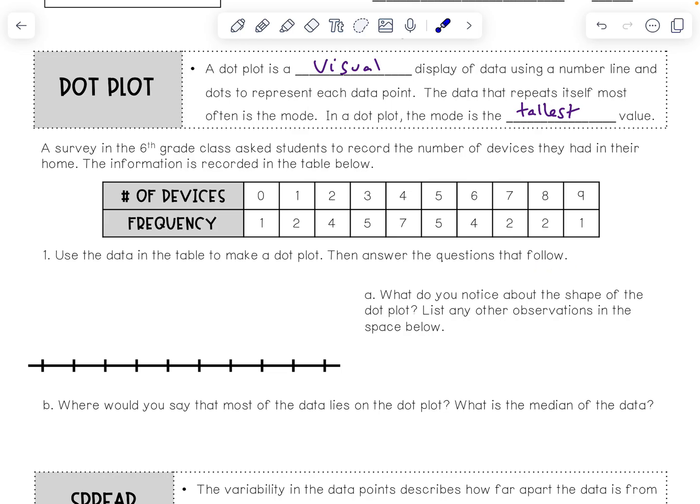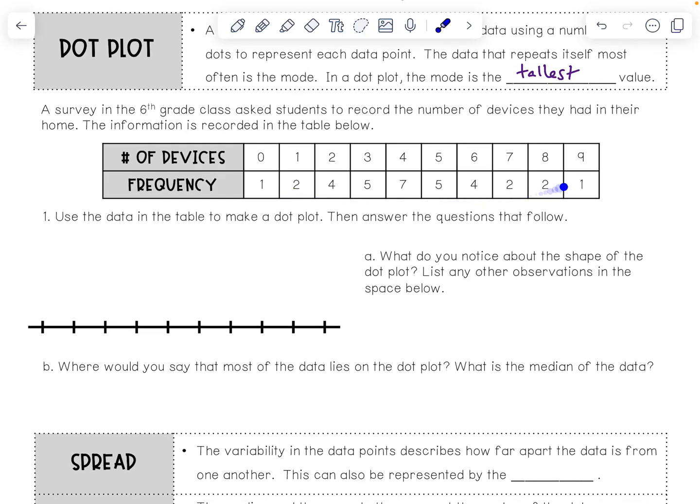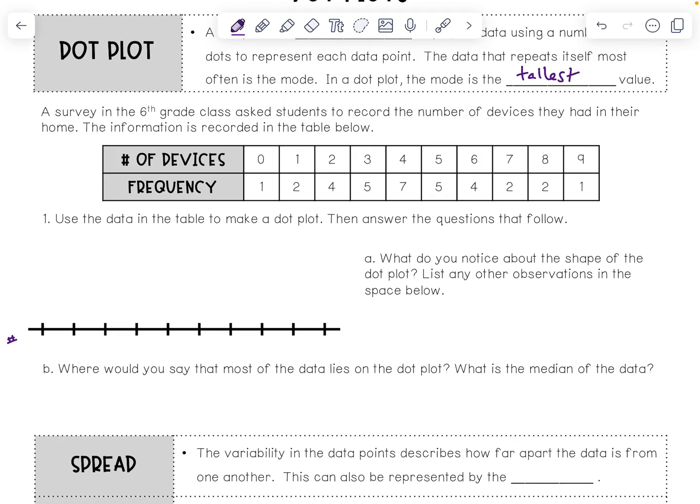So I'm looking at this data, and frankly, it's kind of hard to read. What do you notice about the shape of the dot plot? Where do you think most of the data lies? When we look at this, it's a little bit trickier, but if I put it on a dot plot, it actually makes it a lot easier. The number of devices is what I'm going to put on the bottom. 0 is the smallest, and then 1, 2, 3, 4, 5, 6, 7, 8, and 9.